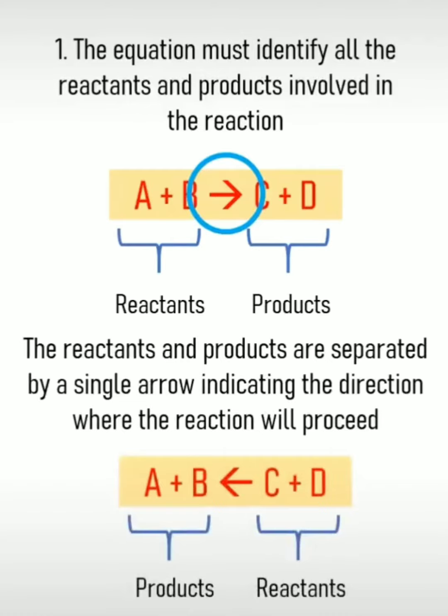Have a look at this reaction below. Here, we are properly identifying the reactants and the products. The reactants and the products are separated by a single arrow. This arrow indicates the direction in which the reaction will proceed. In this example, the reaction is proceeding from left to right, while the reaction below indicates that the reaction is proceeding from the right side to the left side.